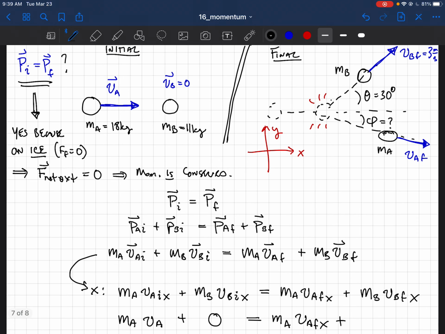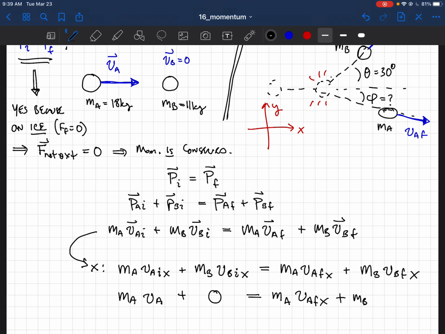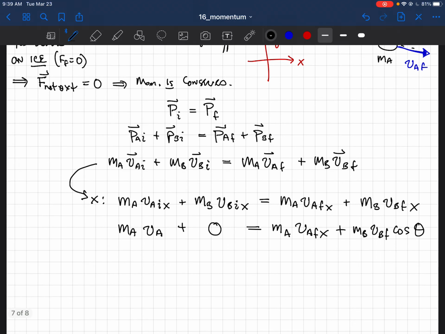What is mB vBfx? Well, this one I don't need to leave because I can see exactly what it's going to be. It's going to be mB times vBf magnitude times cosine of theta, where theta is a number that I know. It's this 30 degrees here. So this equation is an equation for vAfx. vAfx is equal to mA vA minus mB vBf cosine of theta divided by mA. Just doing some algebra on that. We can actually solve that for a number now.